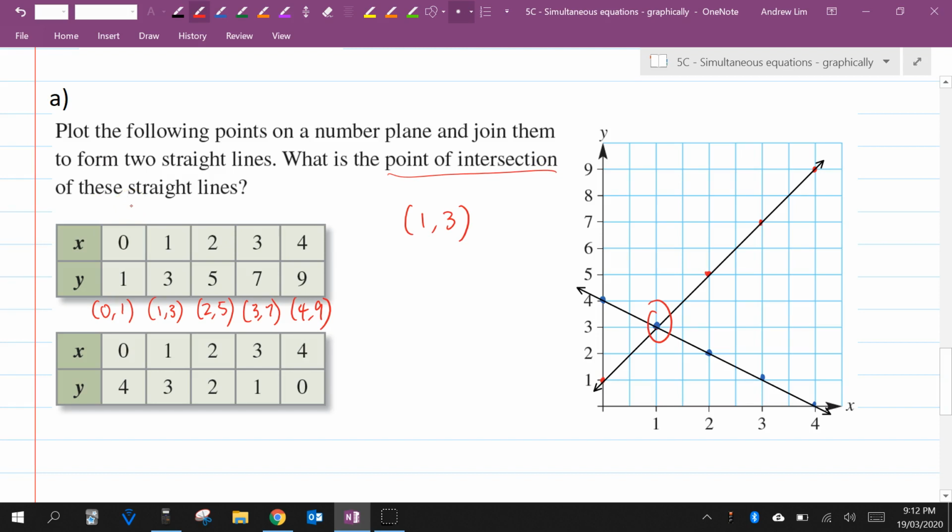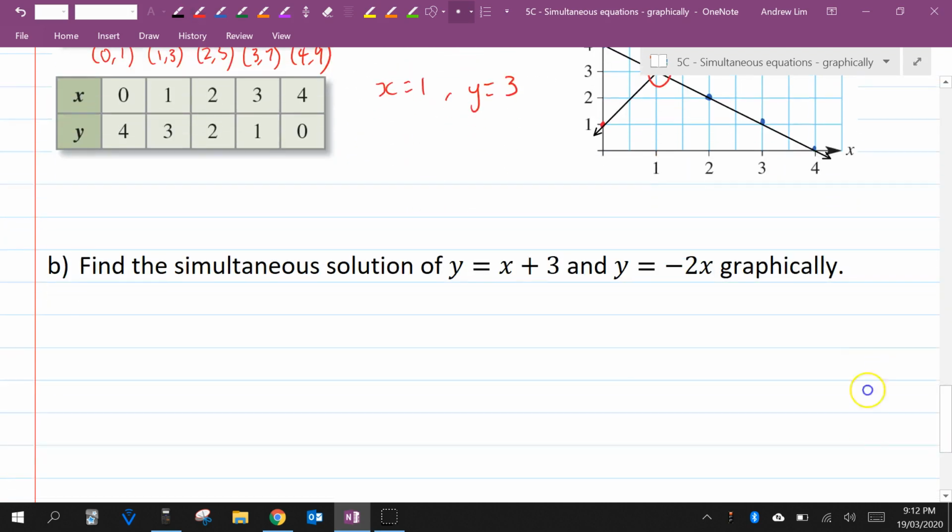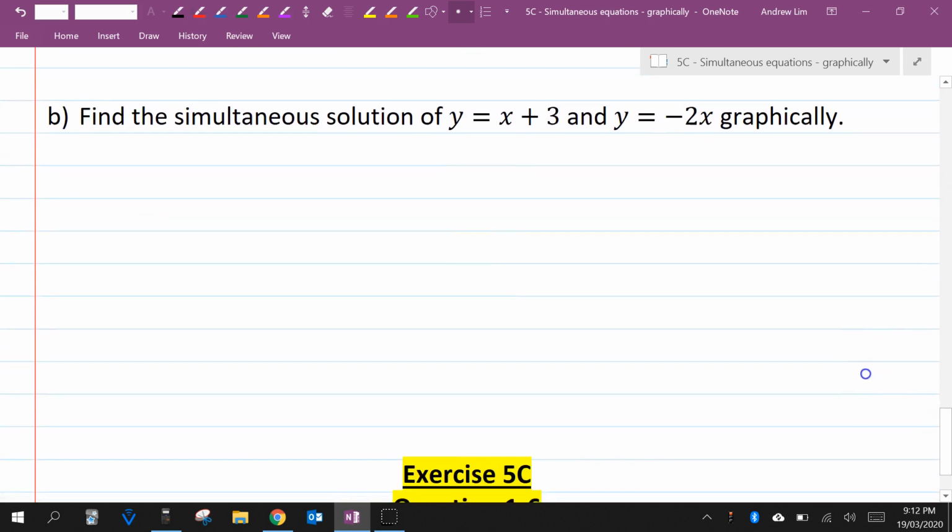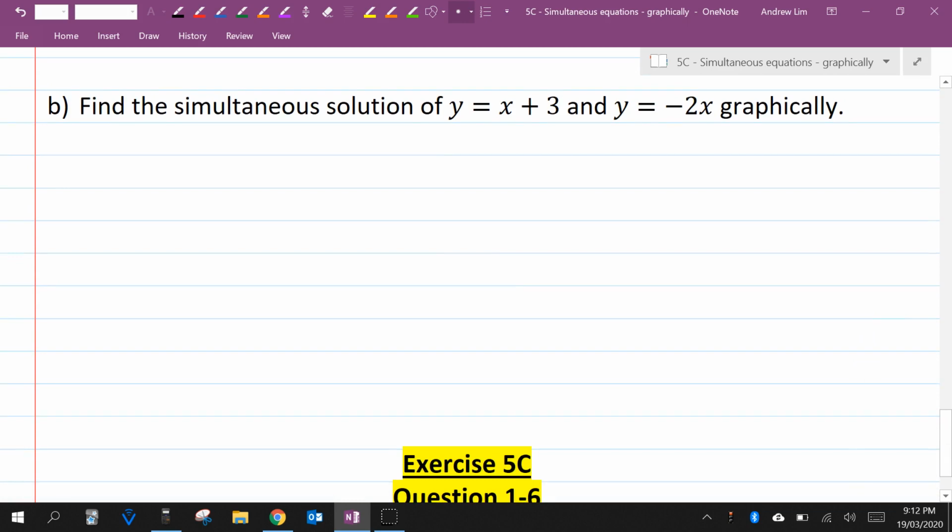Okay, if the question asks, you know, what is the solution, then I would write x is equal to 1, y is equal to 3. Right, but here it is saying, what's the point of intersection? This is the answer we give. Okay, question B, pause the video, have a go with this one yourselves, and when you're ready, you can continue with the video.